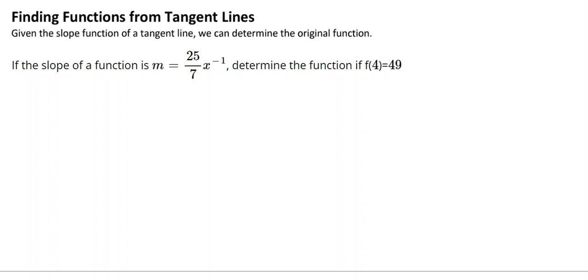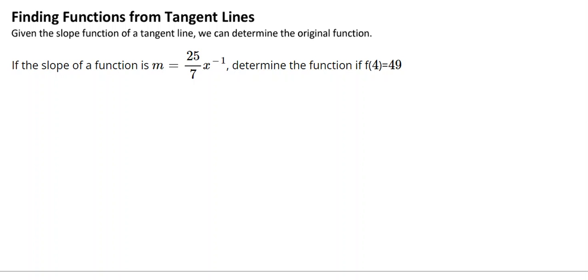In this video, I'm going to do a couple of quick applications of antiderivatives based on applications of derivatives that we've already learned. For instance, tangent lines. In a previous video, we learned that we can find the slope of a tangent line by simply finding the derivative of a function. And so what we're doing now is we're working backwards.